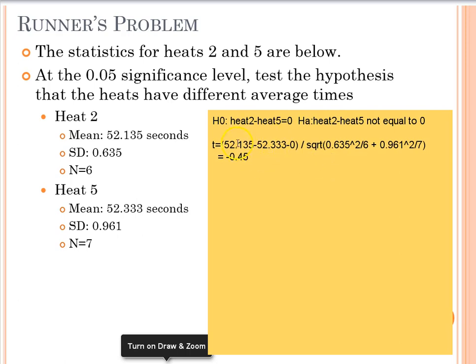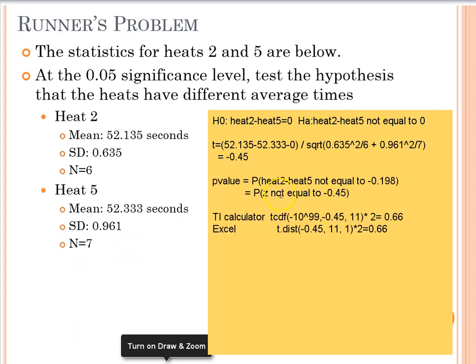We just have one sample here, but this captures the fact that samples may vary. And so we have in here the standard deviation for heat 2, the standard deviation for heat 5. Both of those are squared, and then we divide by our sample sizes. We add those two terms up and then square root. That's going to give us a t-score of negative 0.45. So once we have that t-score, we can move on to calculating our p-value.